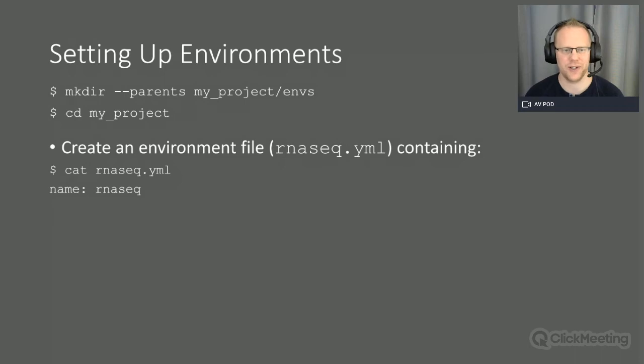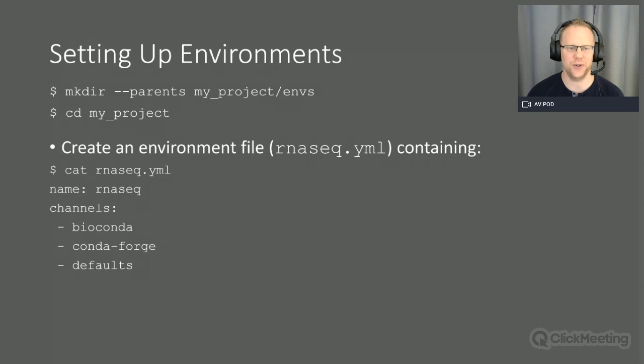So the very first line here should be the name of the environment. So this is the name that you're going to call the environment when you want to use it. So in this case, rnaseek. Then there's this block here called channels with a list of different channel names here. So I always use these three. There's very little reason to go to other channels, and these channels is where Conda will look for tools when it's looking to install them.